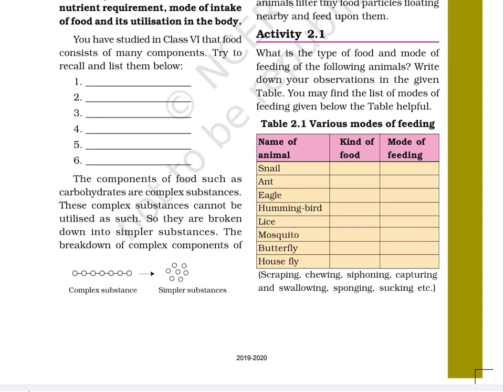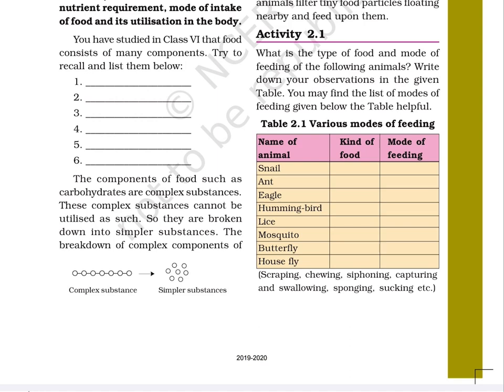The names of the animals are as follows: snail, ant, eagle, hummingbird, lice, mosquito, butterfly, housefly. The modes of feeding to help you are also given here: scraping, chewing, siphoning, capturing and swallowing, sponging, sucking, etc.